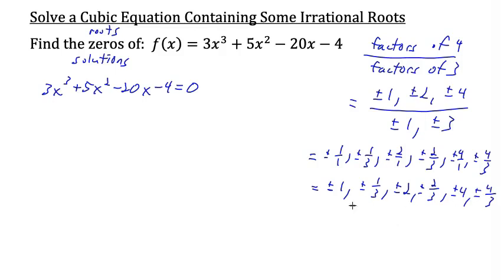Well, let's go through this list. We will focus on the easy possible roots here, which would be positive and negative 1, positive and negative 2, and positive and negative 4. We'll start at the beginning and check with the 1's. So I'm going to use synthetic division now to see if any of these are indeed roots. So I'll be using 3, 5, negative 20, and negative 4 while I do synthetic division.